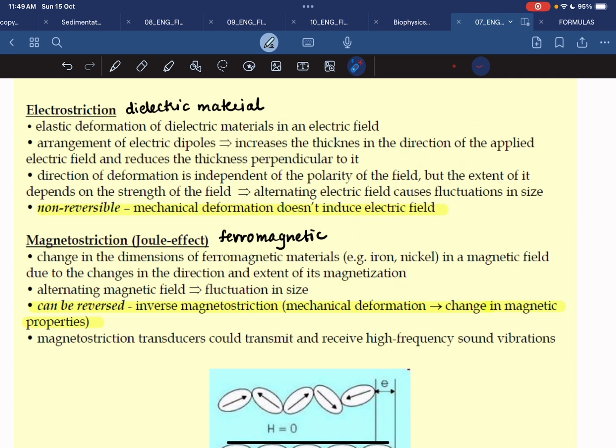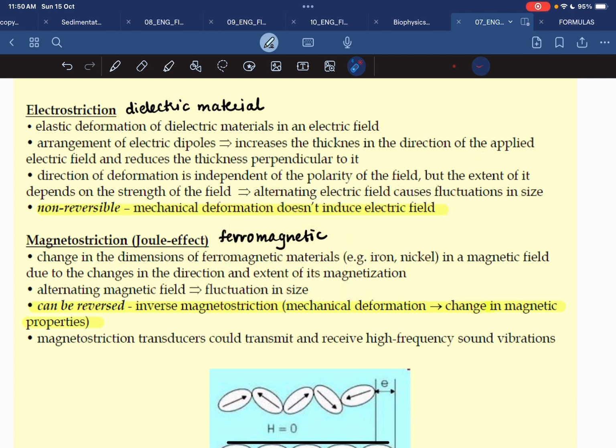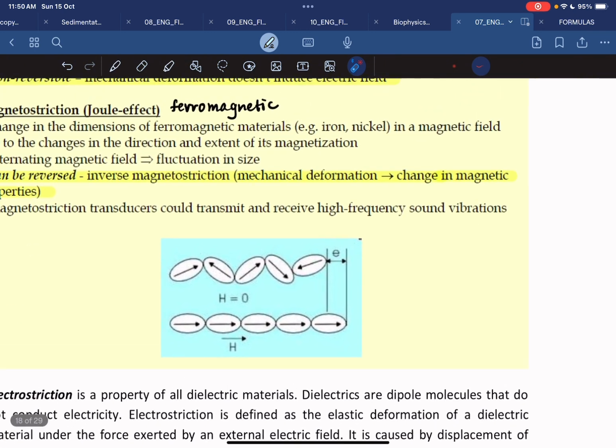So you can produce, yes, and detect, yes. But usually we don't use this. We usually use piezoelectric materials. Piezoelectric materials are really common.